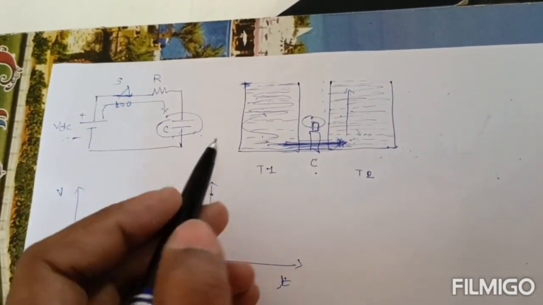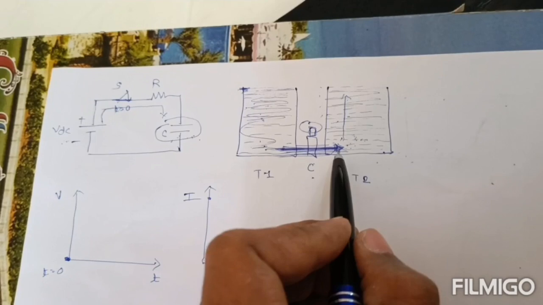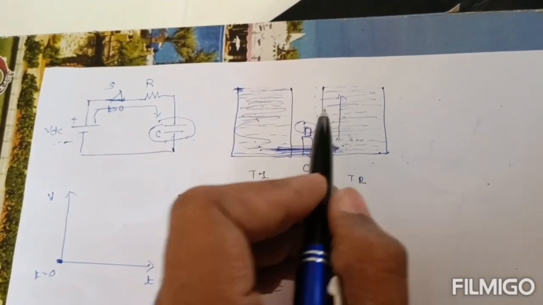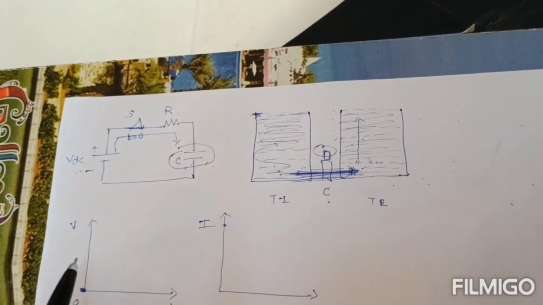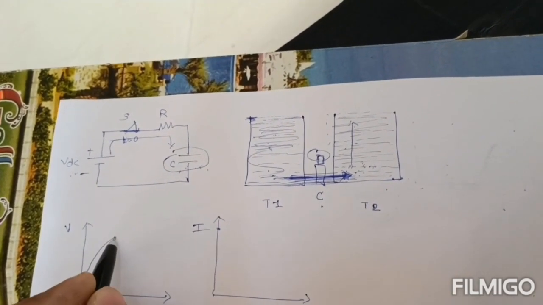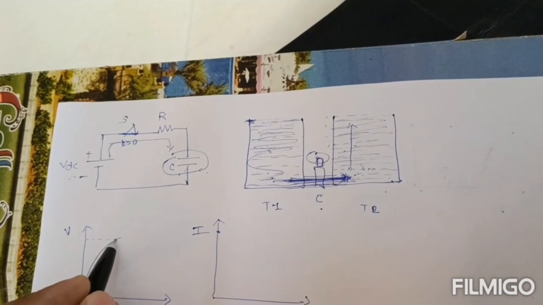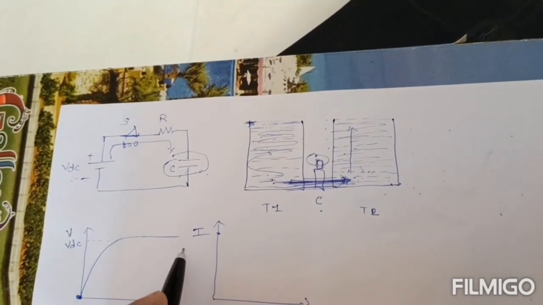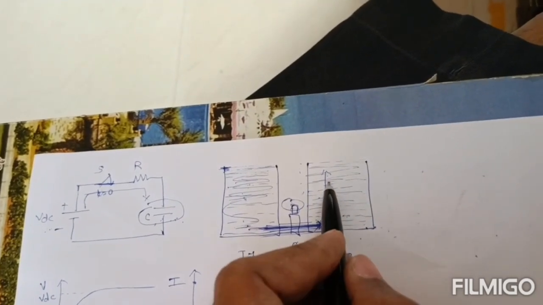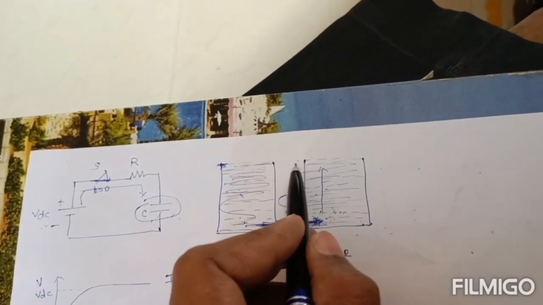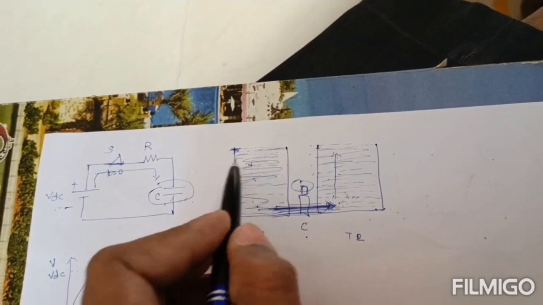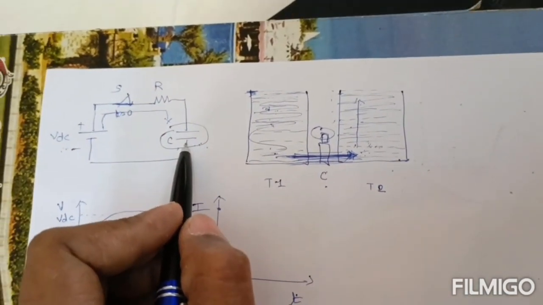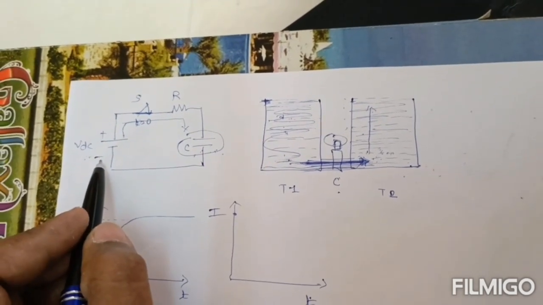As the water level in this tank gradually increases, we can say that the voltage across the capacitor will gradually increase. Up to what level? Up to a voltage level which is the same as V DC. Just like the water level will increase up to the level of the first tank, similarly the final voltage across the capacitor will be the same as the voltage of the battery.